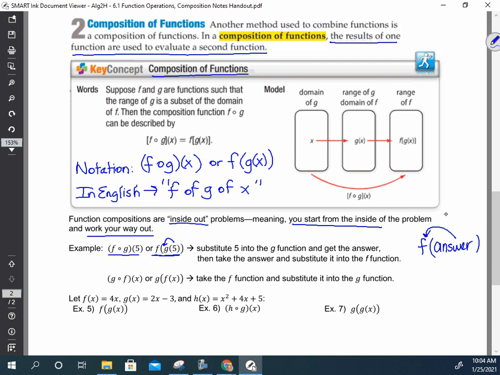If you didn't have a number, then you would just work with the whole function. So g of f of x means you take the f function and plug it into the g function. Take one function and plug it into the other. Composition is something that you don't want to rush through, and you probably don't want to do at 2 o'clock in the morning. That might be bad. But now we're going to practice doing just composition.